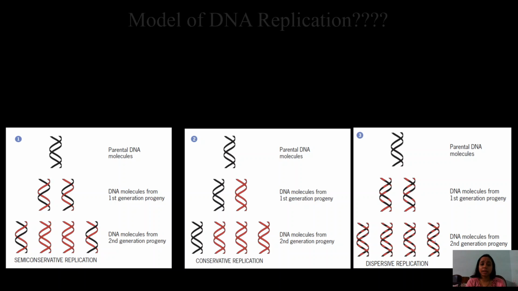Here we can see the second model, the conservative replication, in which we just focus on the parental DNA molecule, which is just the same.